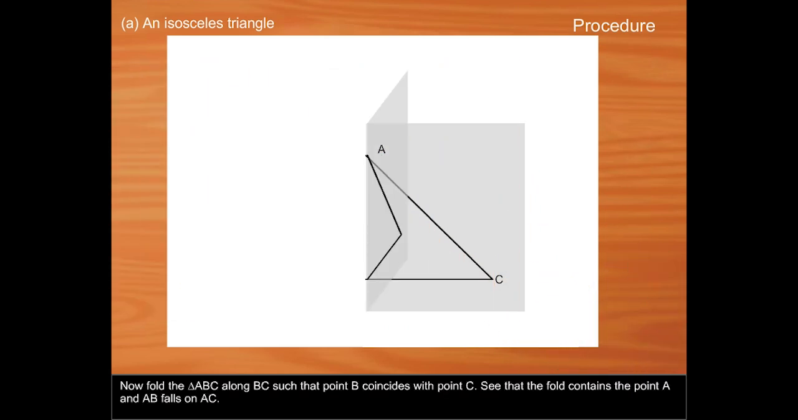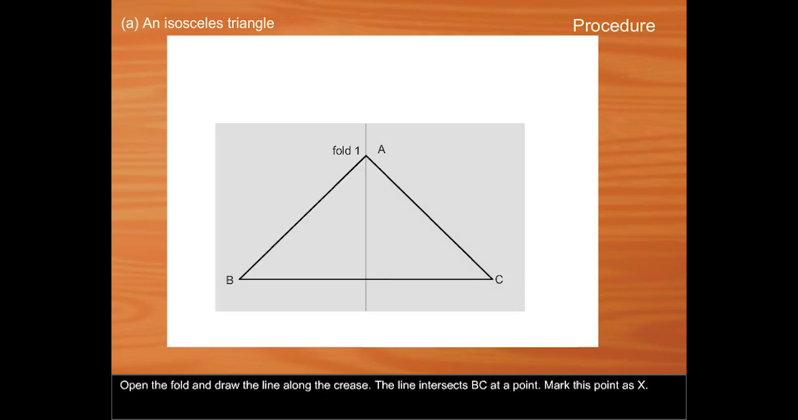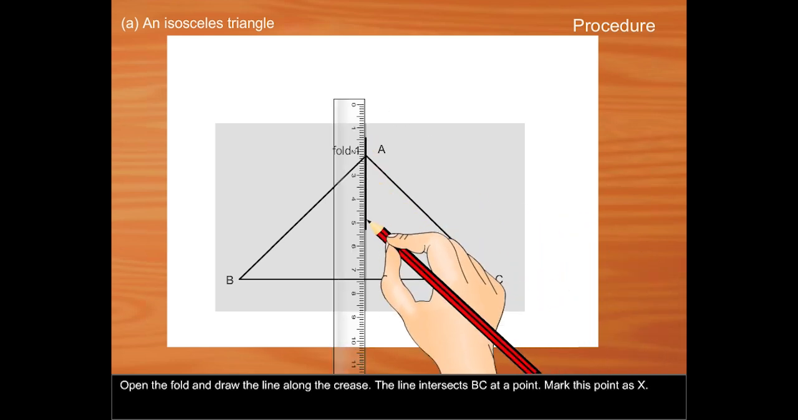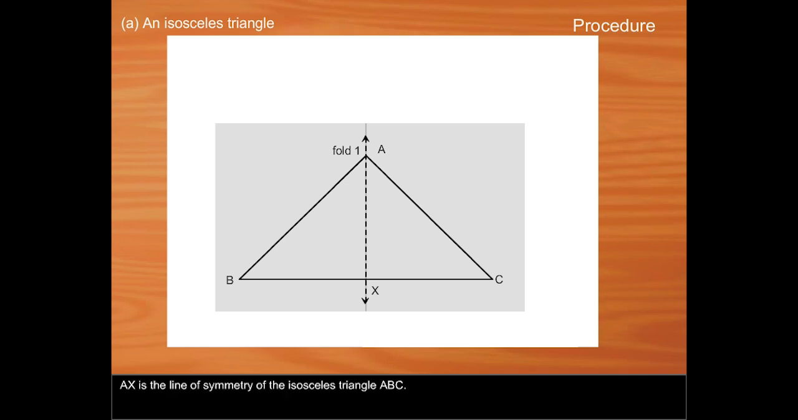Now fold the triangle ABC along BC such that point B coincides with point C. See that the fold contains the point A and AB falls on AC. Press the fold to form a crease. Open the fold and draw the line along the crease. The line intersects BC at a point. Mark this point as X. AX is the line of symmetry of the isosceles triangle ABC.